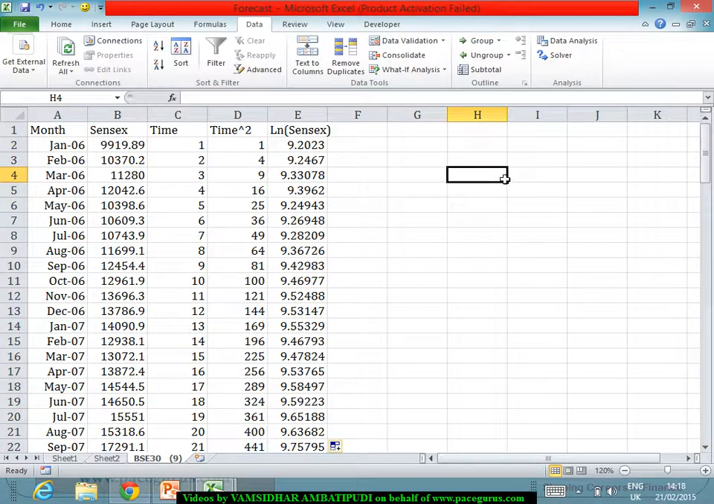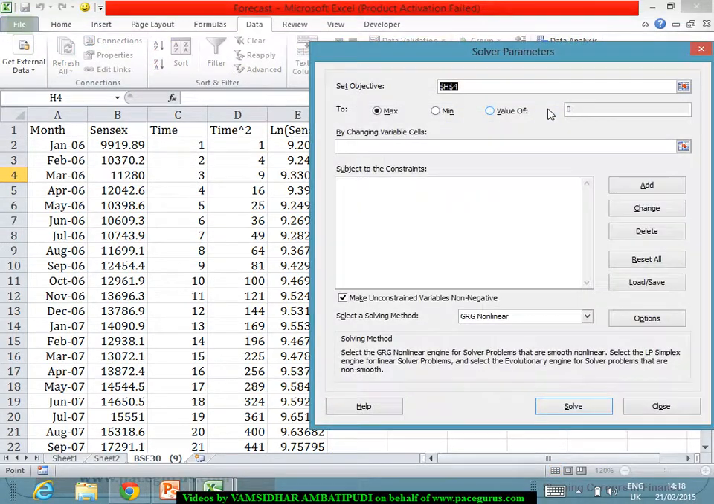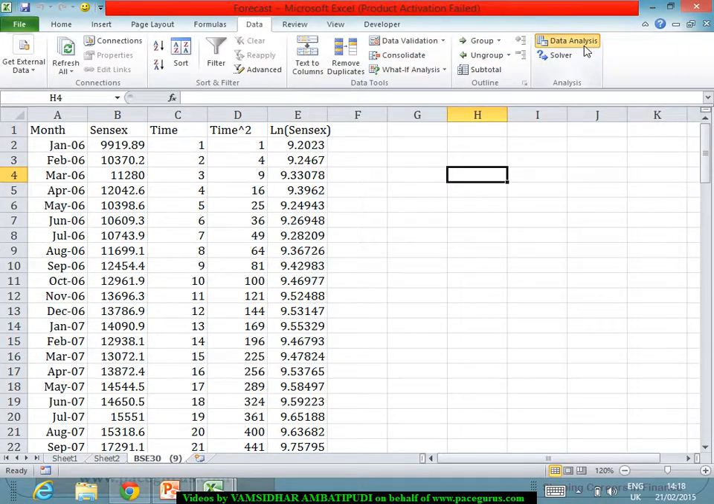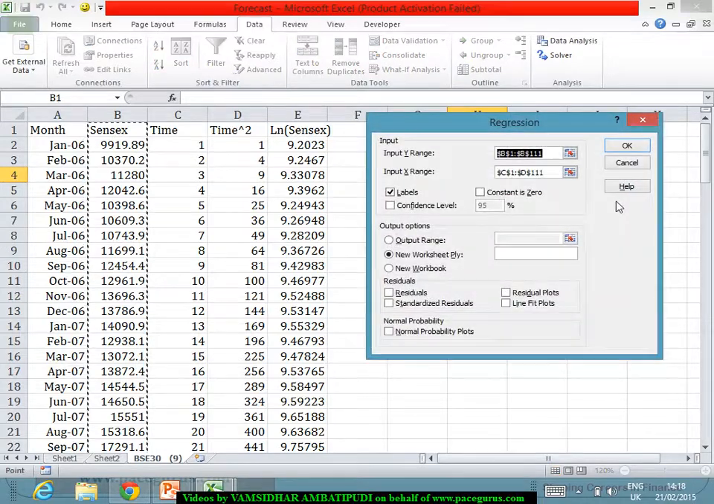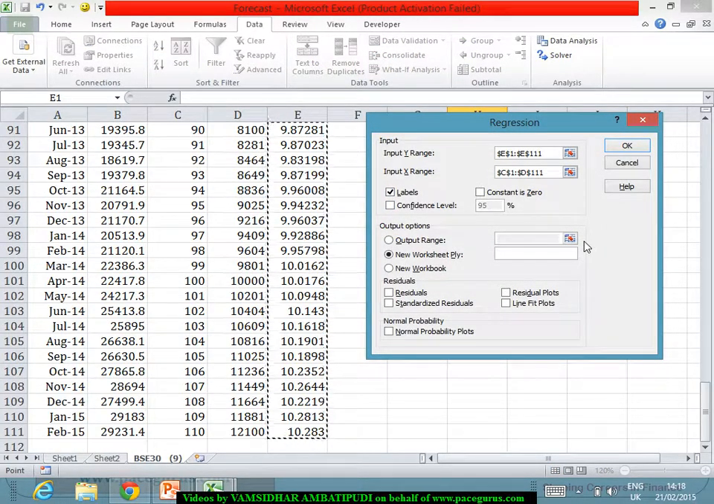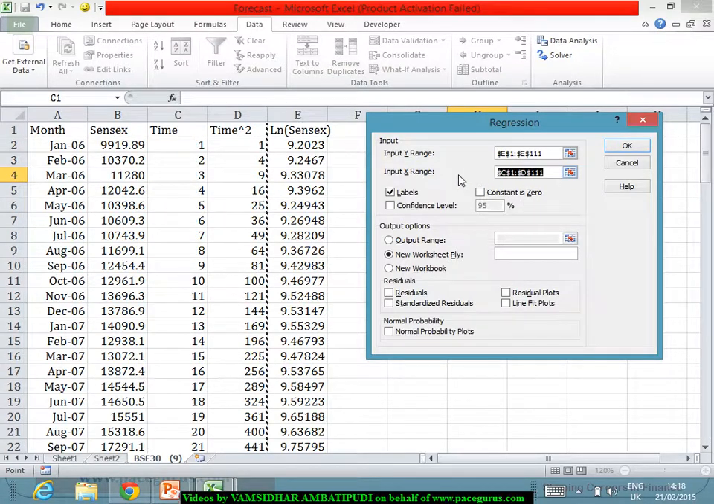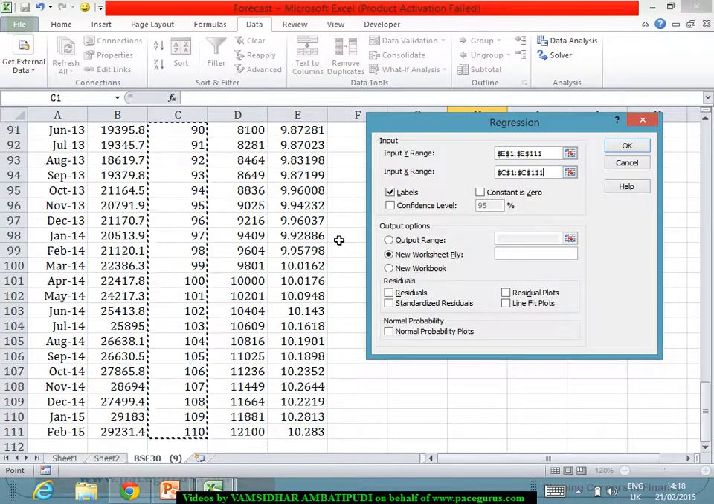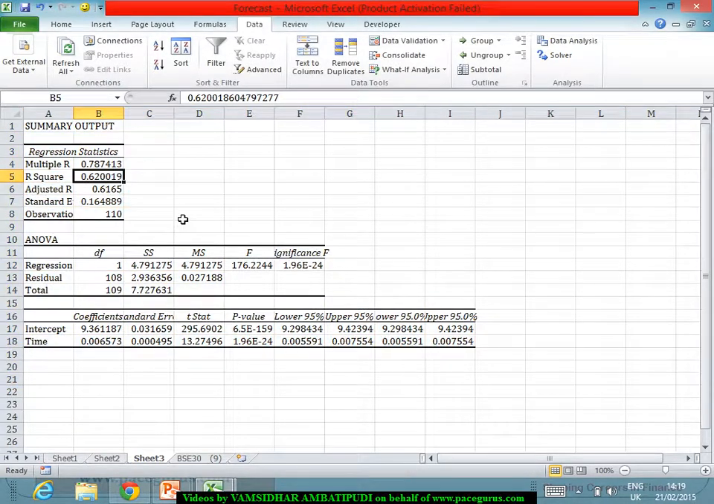We have to see if the R squared is improved through this model at all. So we'll go to this regression again. This time consider this as my dependent variable, and I'll consider only the time variable as an independent variable in this case. Check out, the R squared is just around 62.